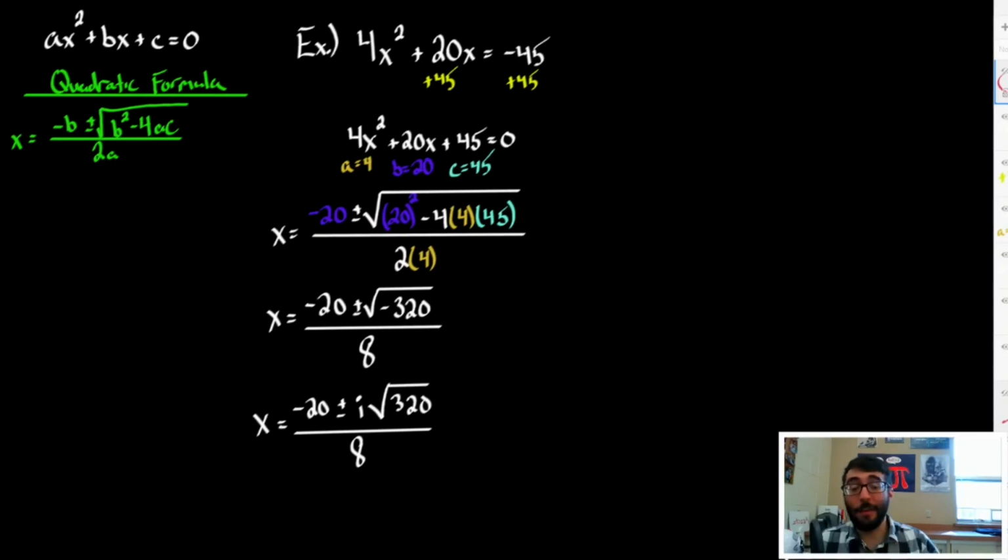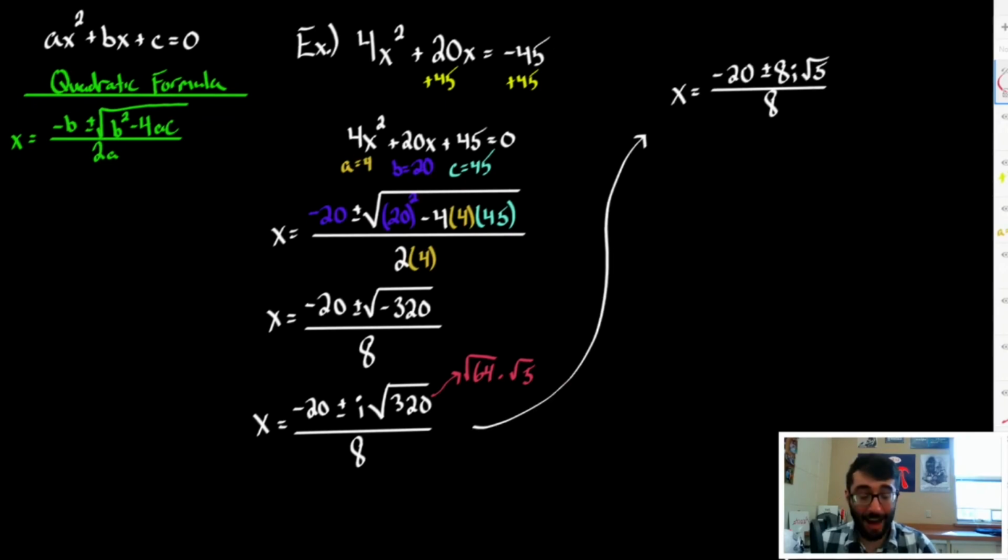Now you need to see if you can simplify that square root, and we can. 320 is 64 times 5, so I can actually simplify this to become negative 20 plus or minus 8i, because I can take the square root of 64 to get 8, so 8i, and then root 5 is left over, so root 5 all over 8. And then you've got to see if you can simplify even further.